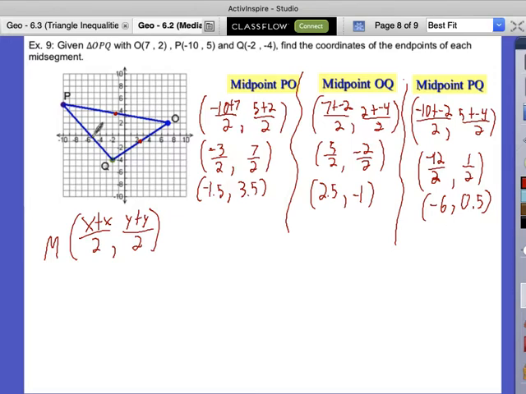Negative 6, comma, 0.5. It's right there on the triangle, okay. So these are the midpoints, which is the same thing as being the coordinates of the mid-segments. Because now if we were to connect these mid-segments, boom, we see them, okay? Now we can actually see those mid-segments. So we found the coordinates of the mid-segments like that. And we said what that secretly meant was finding the midpoints.